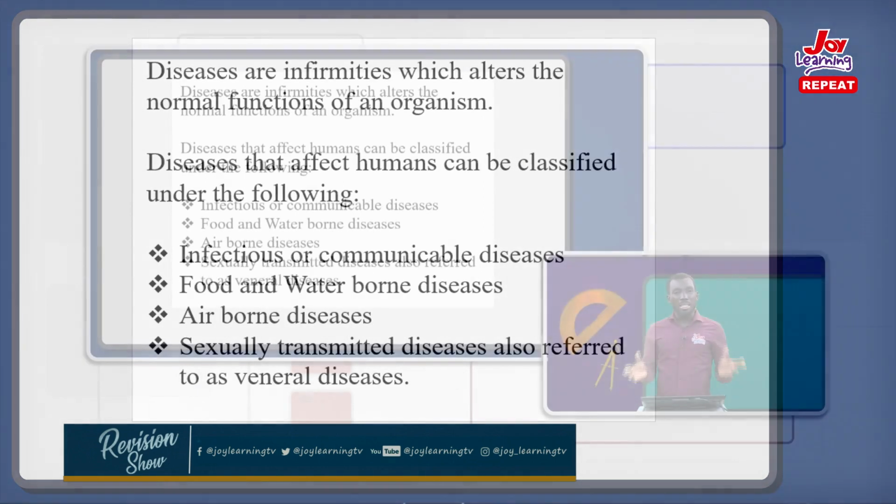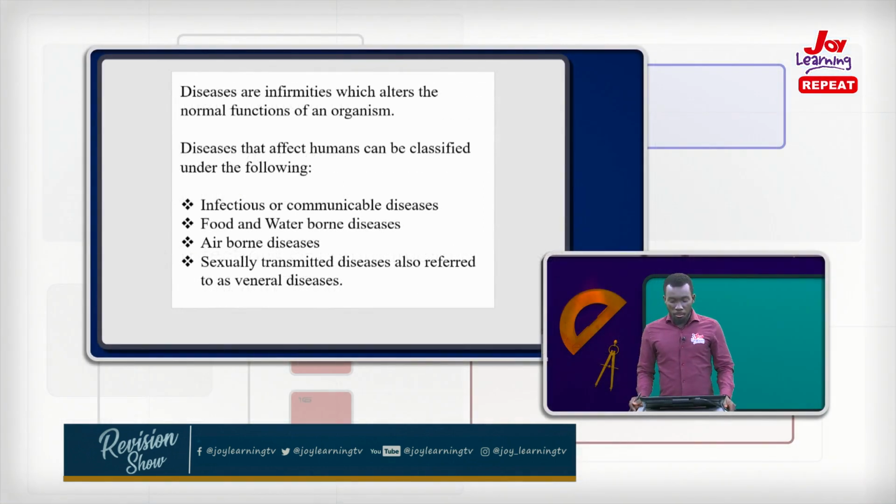Now, what are diseases? Diseases are infirmities which alter the normal functions of an organism. So it simply means that whenever there's a disease in your body, the normal body functioning in your system has now changed from its form into a different way altogether.